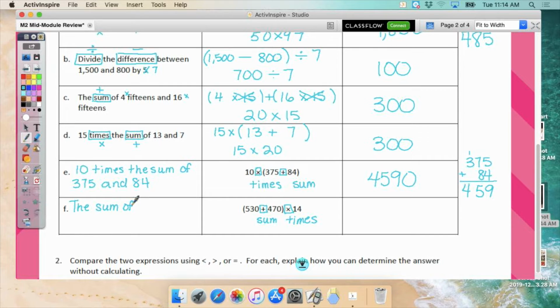And then what two numbers are we adding together? 530 plus 470. So 530 and 470. Then I'm going to put times what? 14. Now there's got to be an easy way to do this one too. Let's add first, right? Okay.